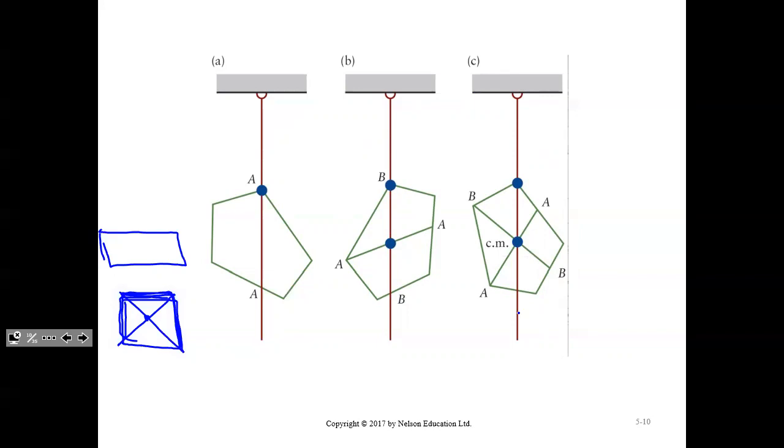But let's say we have an odd-shaped object. Is this a symmetric object? No, it is not symmetric, right? However, we can determine this center of gravity or the center of mass experimentally. How? We take this odd-shaped object and tie it to one point, let's say point A. We call this point B and point B. Tie a string to the point A and hang it.